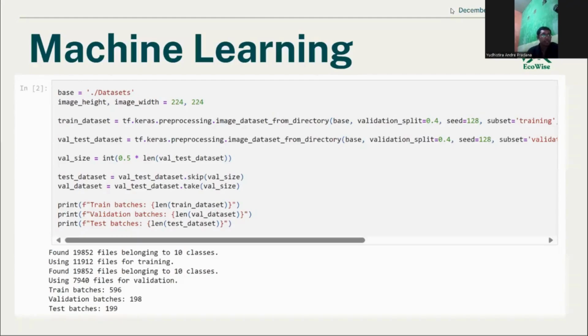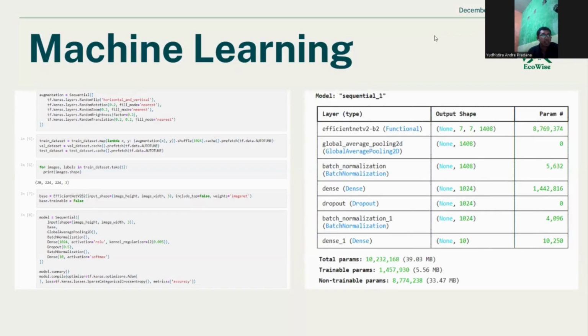Next, the slide shows the machine learning dataset set up with 19,852 images, resized to 224 by 224 pixels. 60% is used for training and 40% is split for validation and testing. The data is divided into 596 training feeds, 198 validation feeds, and 199 test feeds. The slide shows the machine learning model using EfficientNetB2 with data augmentation and pre-trained ImageNet weights.